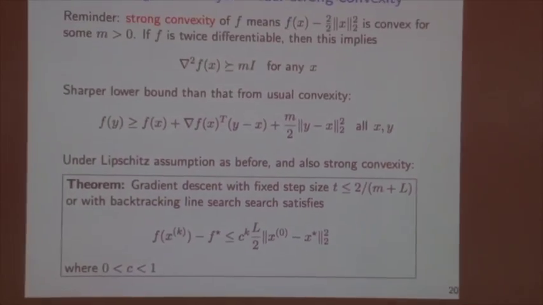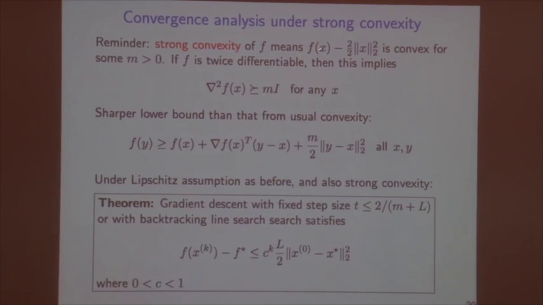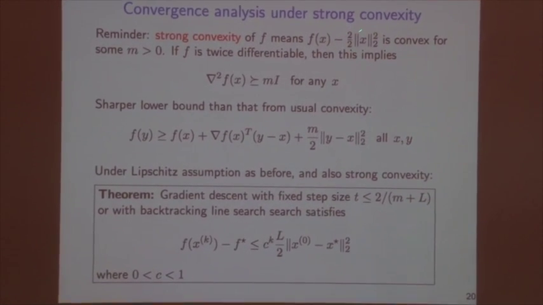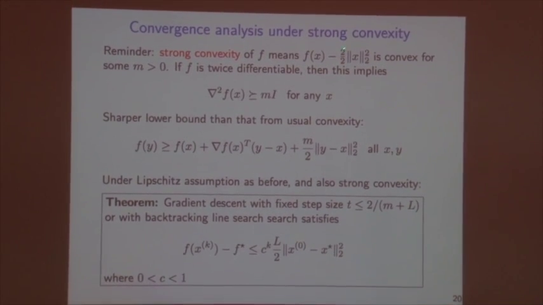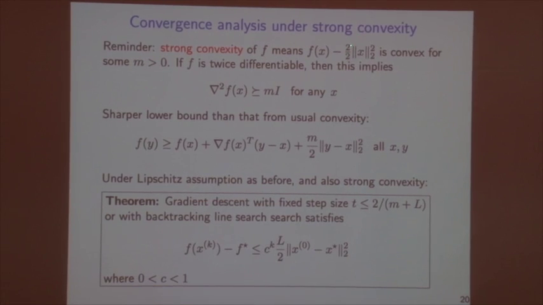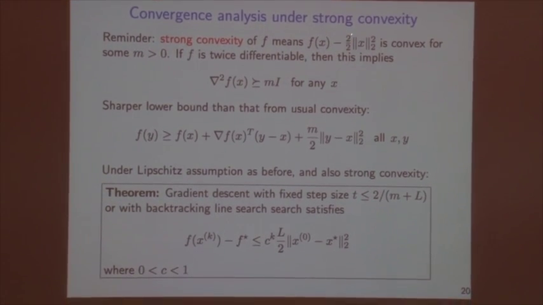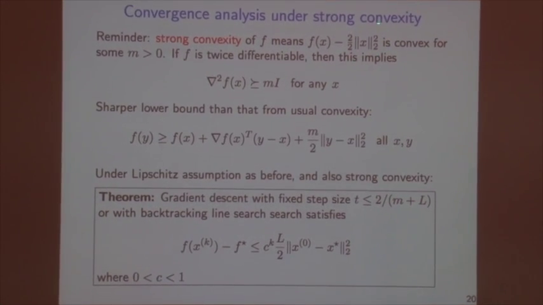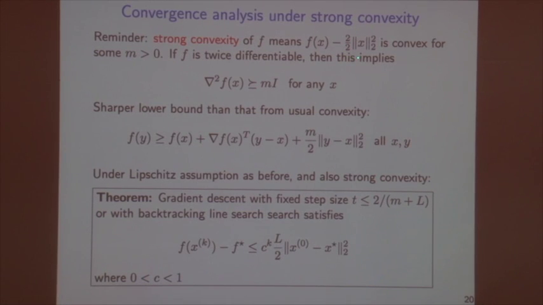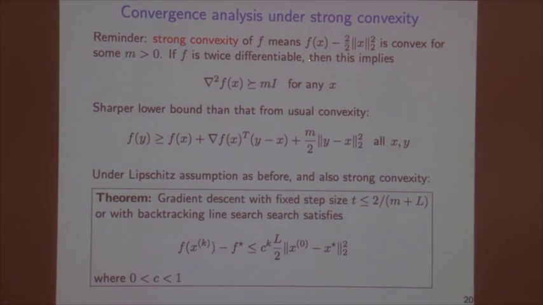Okay, now if you keep the same assumptions as before, but you also add the assumption that your function f is strongly convex, and that means, as a reminder, that you can subtract m divided by 2, not 2 divided by 2. So if for some positive m you subtract m/2 times the squared norm of x from f of x, you still get a convex function. That means that the function f is strongly convex. So you can subtract a quadratic and still get a convex function.